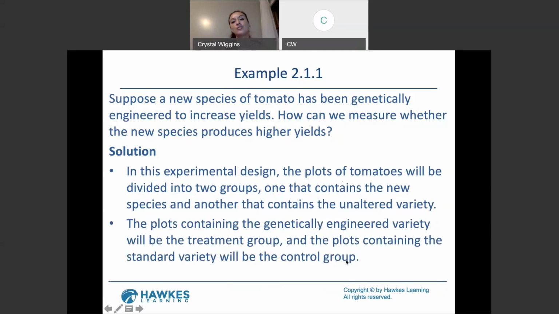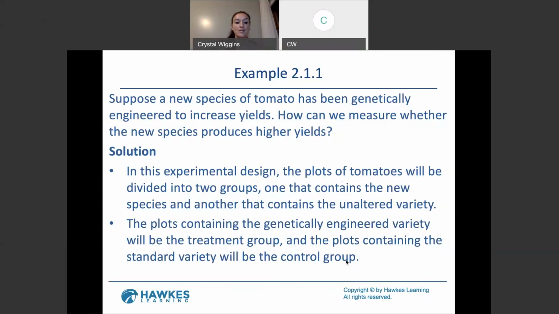Okay, if we don't have a control group and we just filled every single one of the plots with this new chemically and genetically engineered variety of plant, then how do we know that it produced more? We have nothing to compare it to. Same thing in drug trials. If you're trying a new drug on your patients, how are you going to know if it did better than the one that you already have if you don't have comparisons? Using a control group also helps alleviate those confounding variables.